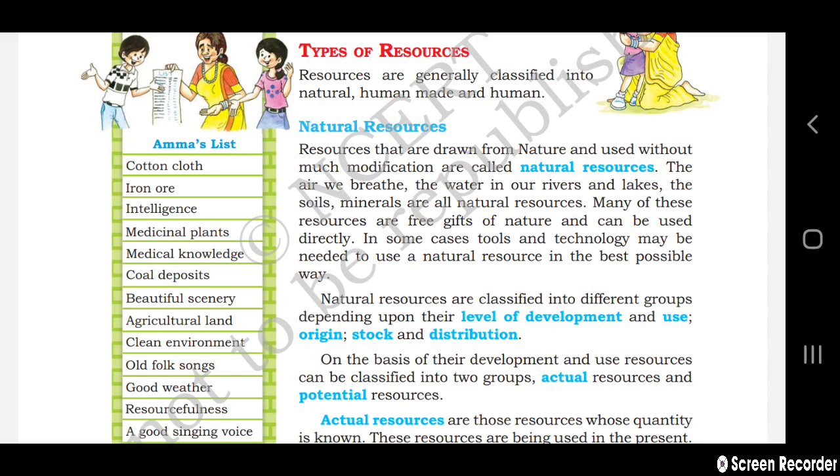Now let us learn the types of resources. Resources are classified into natural, human-made and human. Natural resources are those that are drawn from nature or used without much modification by us, like the air we breathe, the water in our rivers and lakes, the soils and minerals. They are the natural resources.